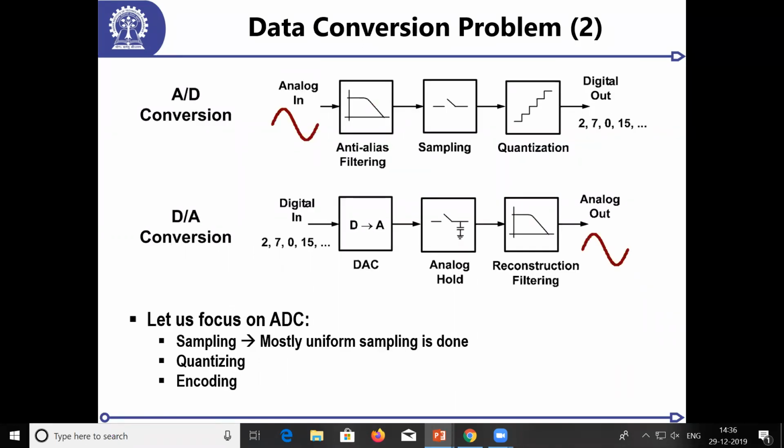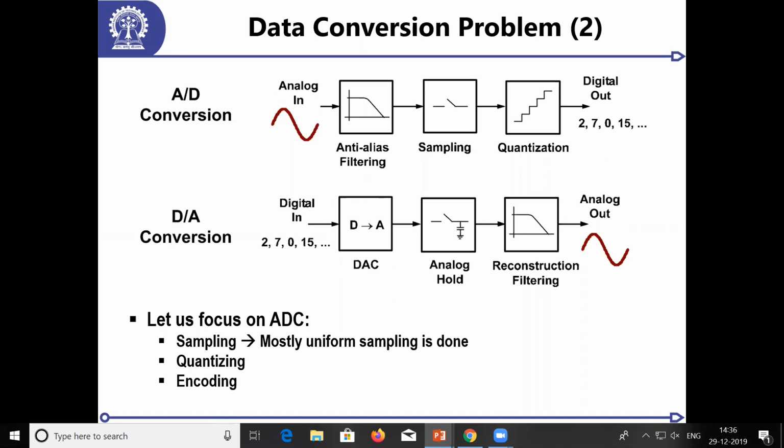So in A to D conversion, for the analog signal, there is something called an anti-alias filter to overcome the aliases. Because of the sampling operation, you end up with aliases. So you have to filter the signal, then you sample it, and then you do quantization. This sampling actually holds the signal, which is discrete in time and also discrete in amplitude. Then you quantize it and assign it to certain digital numbers.